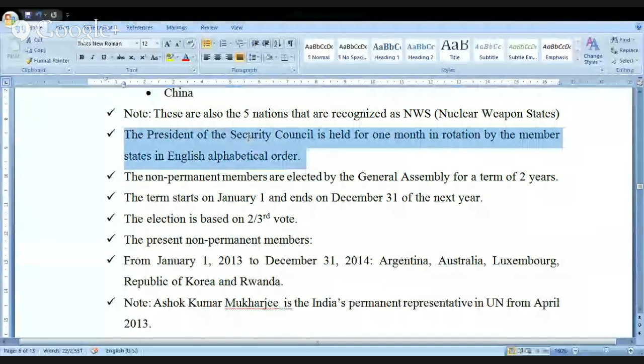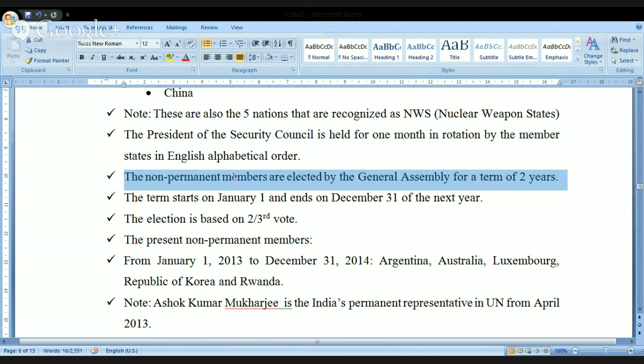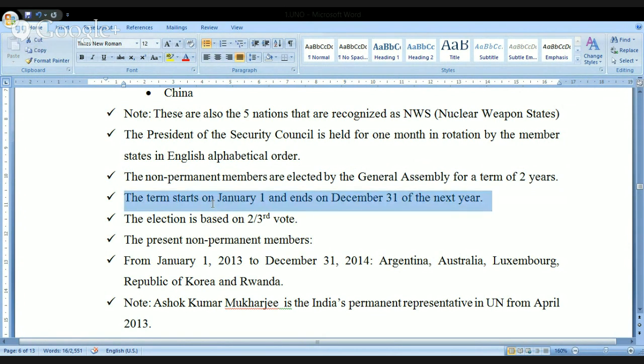Have a look at this. Now look at this. The presidency of the Security Council is held for 1 month in rotation by the member states in English alphabetical order. Very important point here. Just now I told you the president of the Security Council's term is just 1 month, that too on rotation, that too in English alphabetical order. Kindly remember this. The non-permanent members are elected by the General Assembly for a term of 2 years. I told you this point. It's a repetition. Now, the term starts on January 1st and ends on December 31st of the next year.